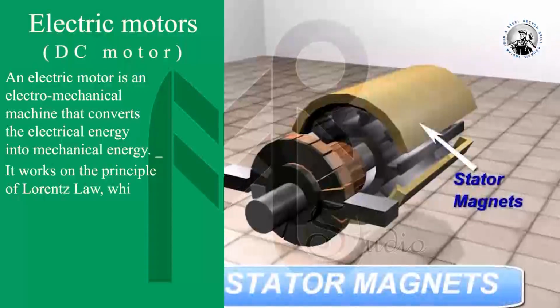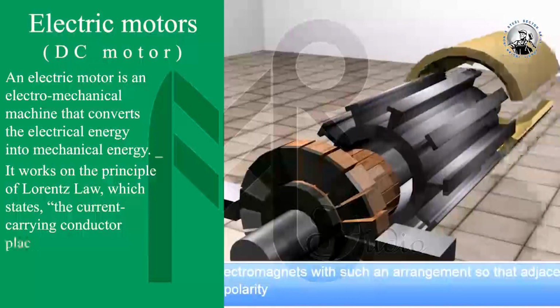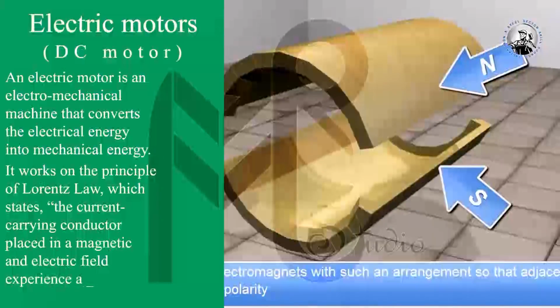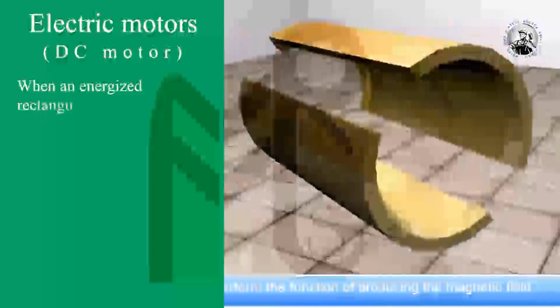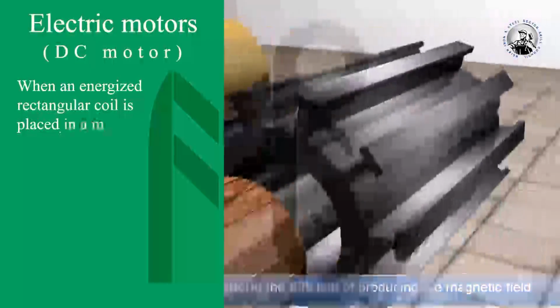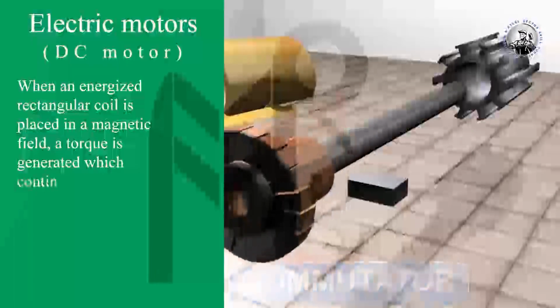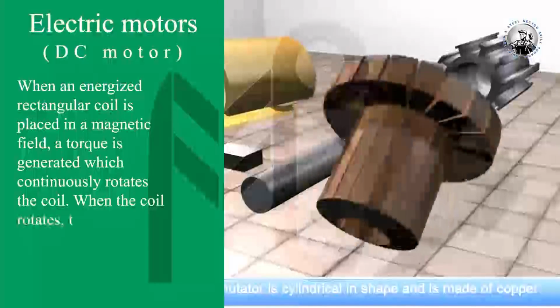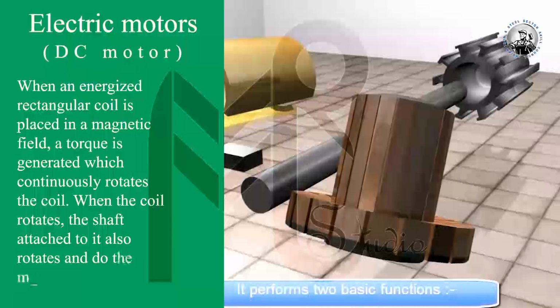It works on the principle of Lorentz law, which states that a current carrying conductor placed in a magnetic field experiences a force. This force is called Lorentz force. When an energized rectangular coil is placed in a magnetic field, a torque is generated which continuously rotates the coil. When the coil rotates, the shaft attached to it also rotates and does the mechanical work.